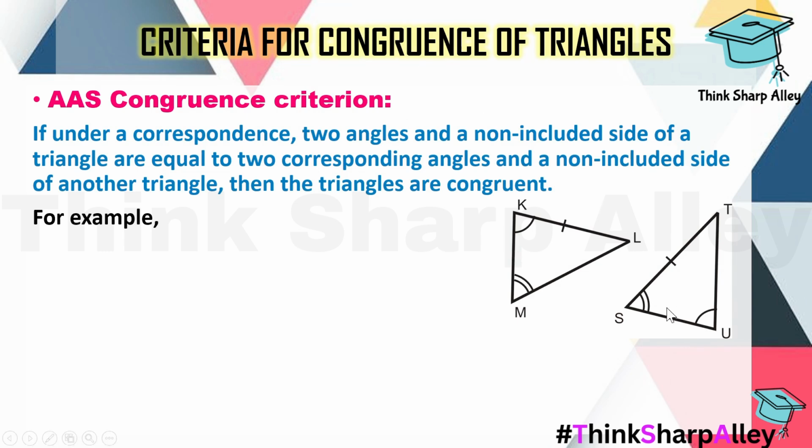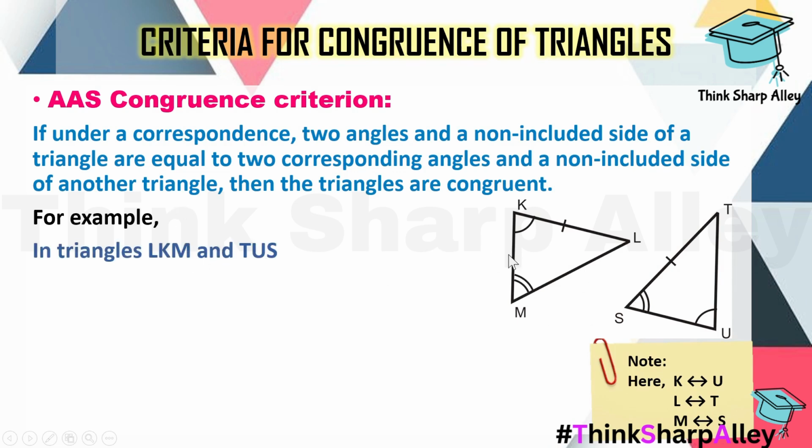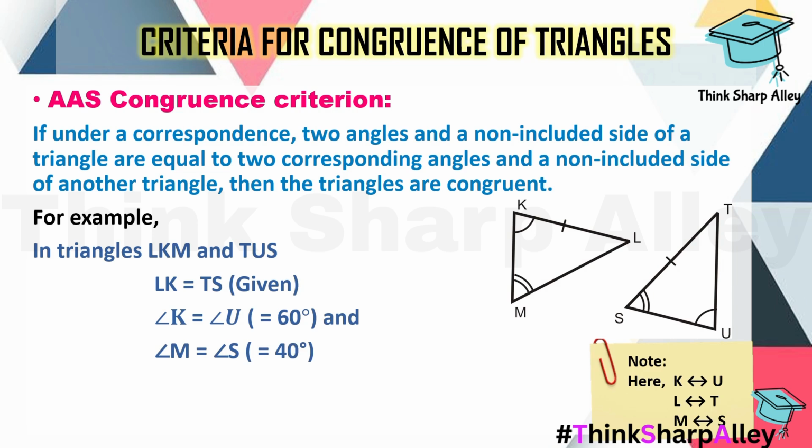So let's check the correspondence over here. Since the angles are marked, again the correspondence becomes a little easy to notice. For example, L corresponds to T, K, the single angle marked, corresponds to U, and M corresponds to S. So we can name the triangles as LKM and TUS. It's still true. And we have three equal parts: LK equal to TS given, angle K equals angle U, angle M equals angle S. So the triangles are congruent by angle angle side axiom.